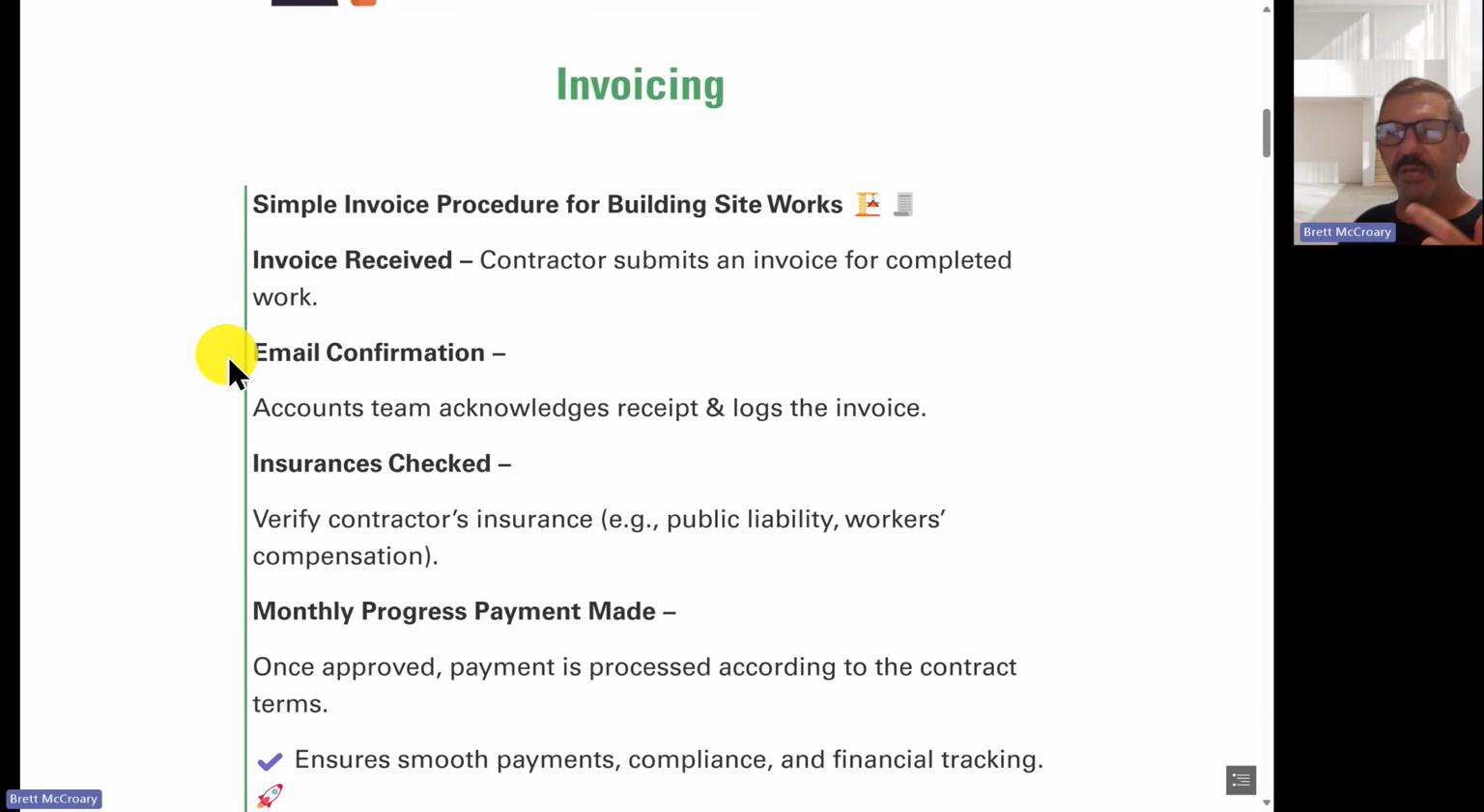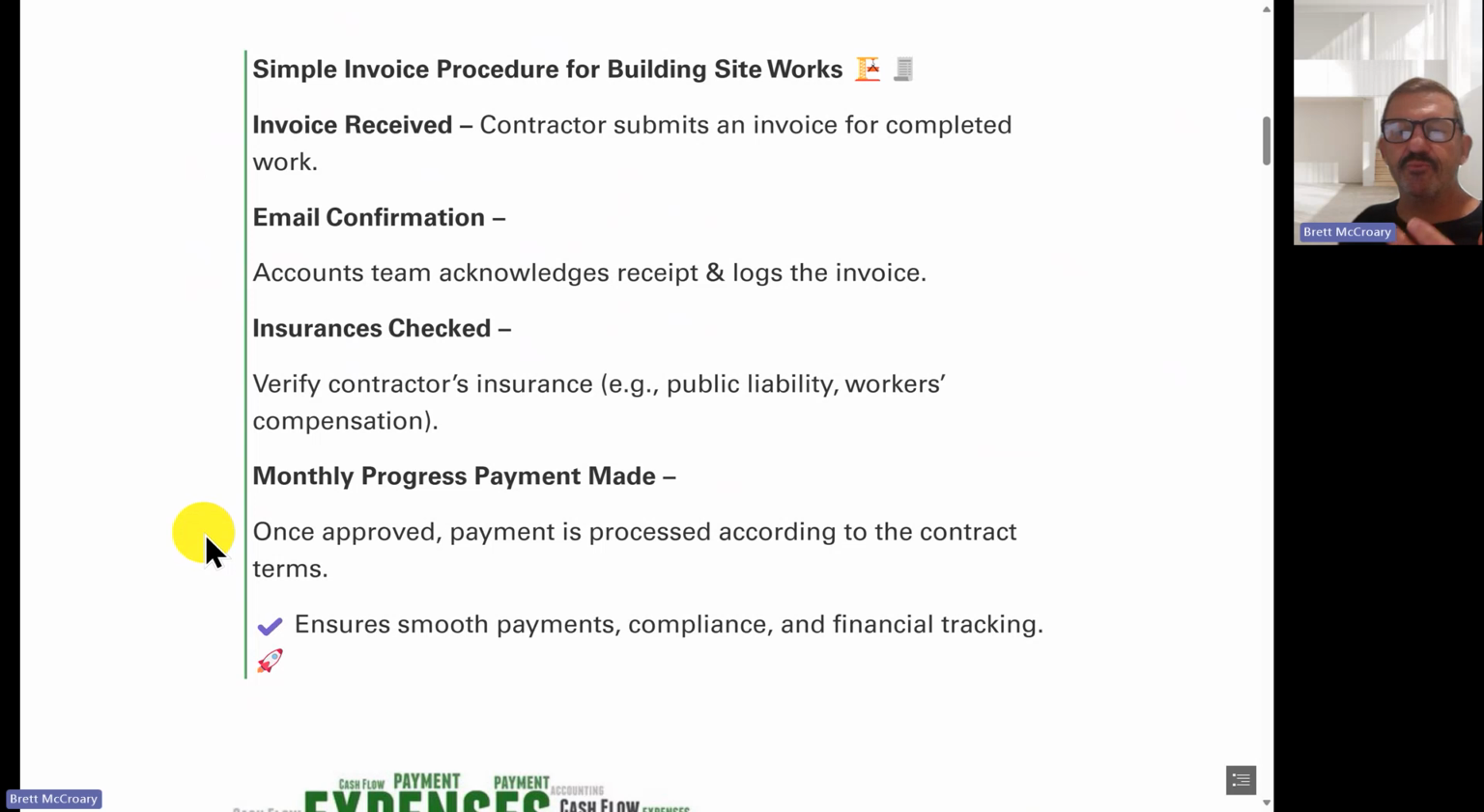Email confirmation. The accounts team acknowledges receipt and logs the invoice. Insurances are checked. Verify contractor's insurance, public liability, workers' comp. Monthly progress payment made. So once approved, payment is processed according to the contract terms. This ensures smooth payments, compliance and financial tracking.